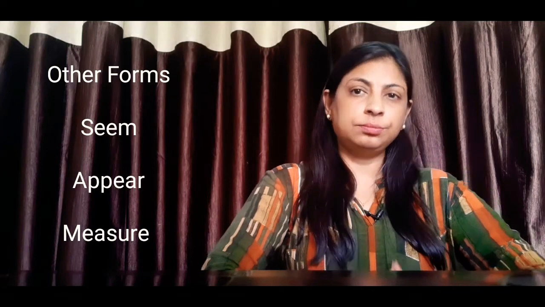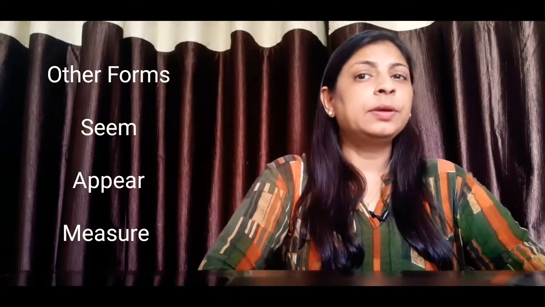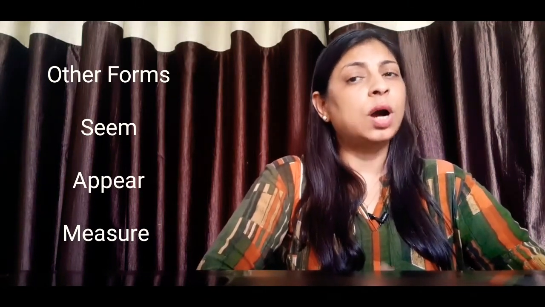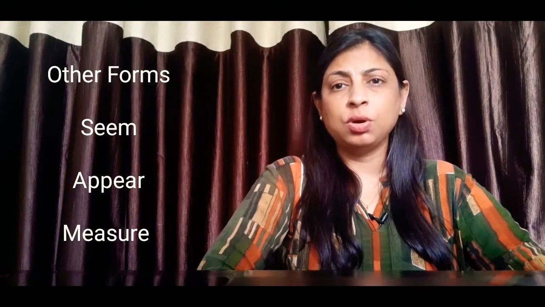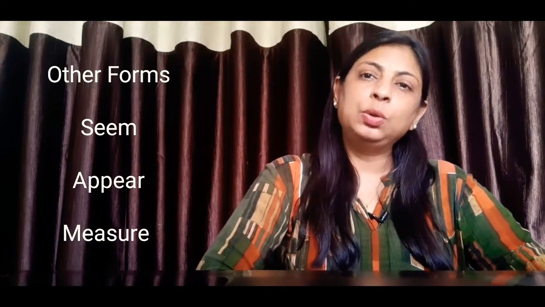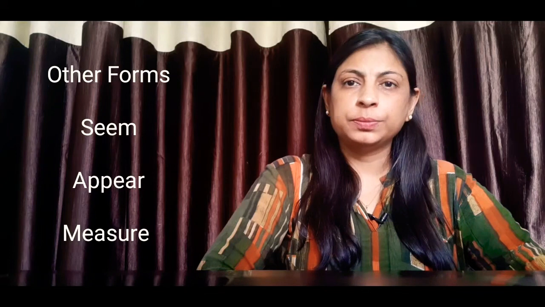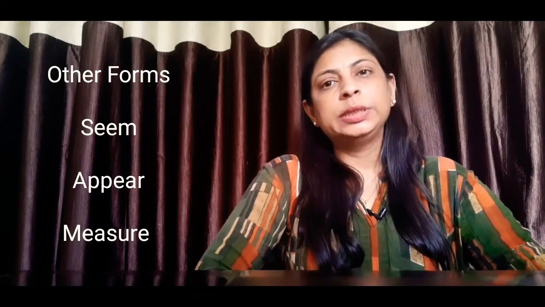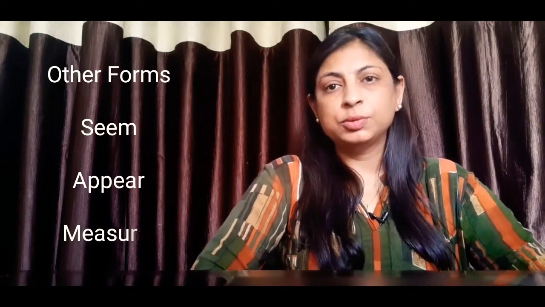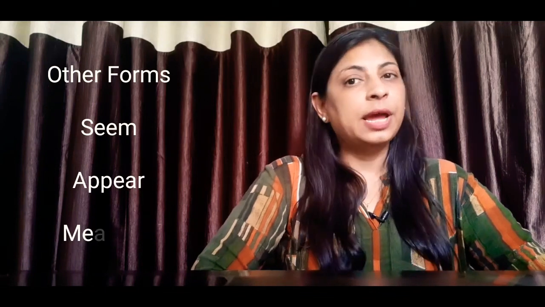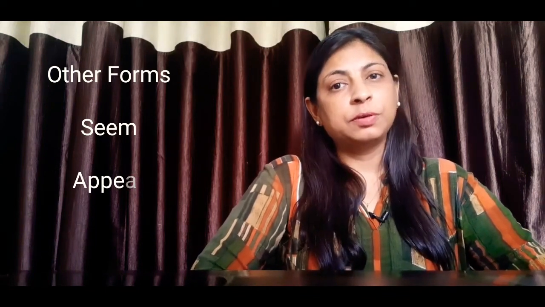Okay, you appear very strong to me. You are appearing very strong is an incorrect sentence. You appear very strong. So these are some stative verbs that never take the ing form or fourth form of the verb.